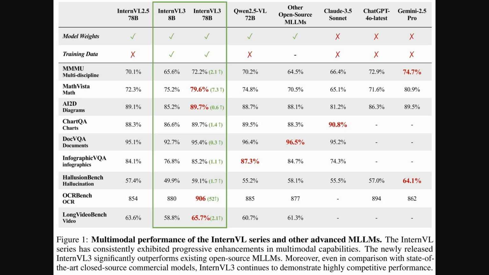Alright, and this really ties into their performance claims, which brings us to this first figure. So this table basically lays out the multimodal performance results. It's comparing the different InternVL models, including the new VL3 versions we're talking about, against other open-source MLLMs, and even some of the big proprietary ones, like Claude 3.5 Sonnet, ChatGPT 4o, and Gemini 2.5 Pro.